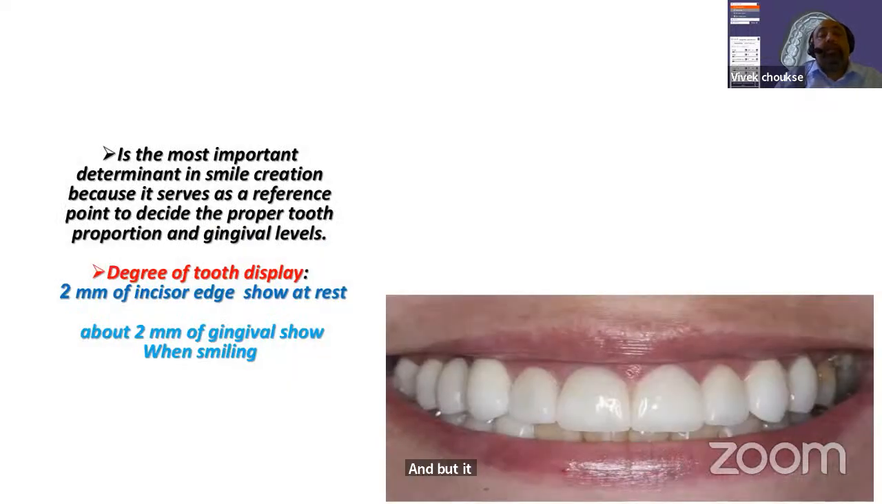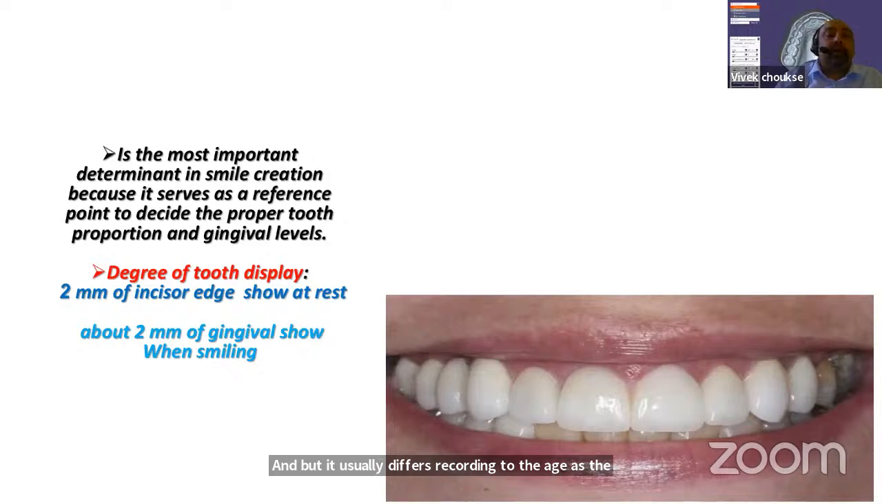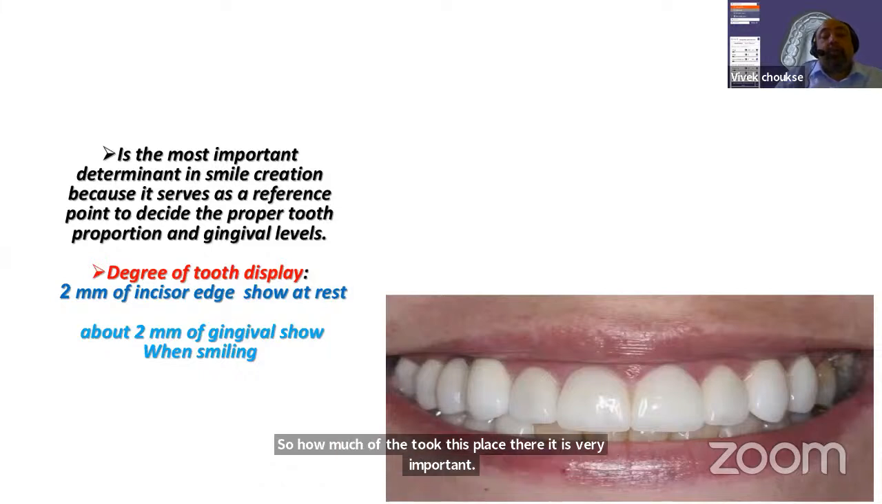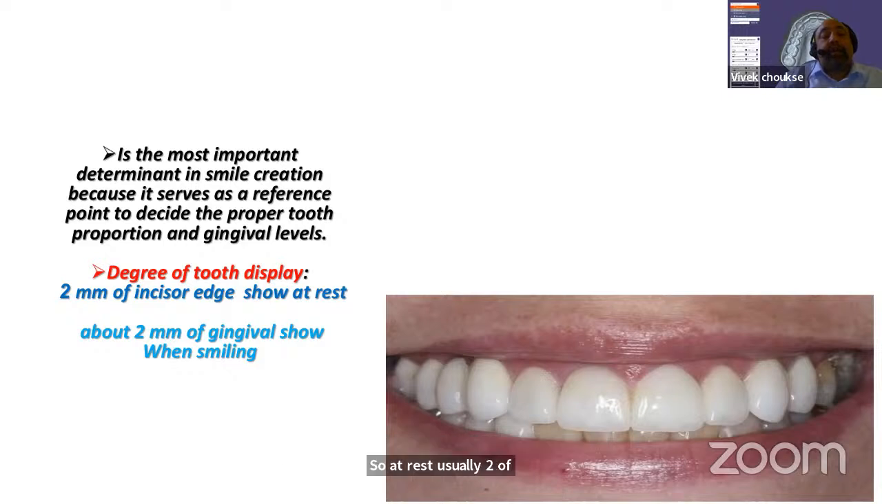As the age progresses, there might be complete absence of visibility of the incisors. So the visibility of the incisor is an important determinant in smile creation because it serves as a reference point to decide the proper tooth proportion and the gingival levels. So how much of the tooth displays is very important. At rest, usually 2 millimeters of the incisal edge is seen, and about 2 millimeters of gingival show is seen while smiling.